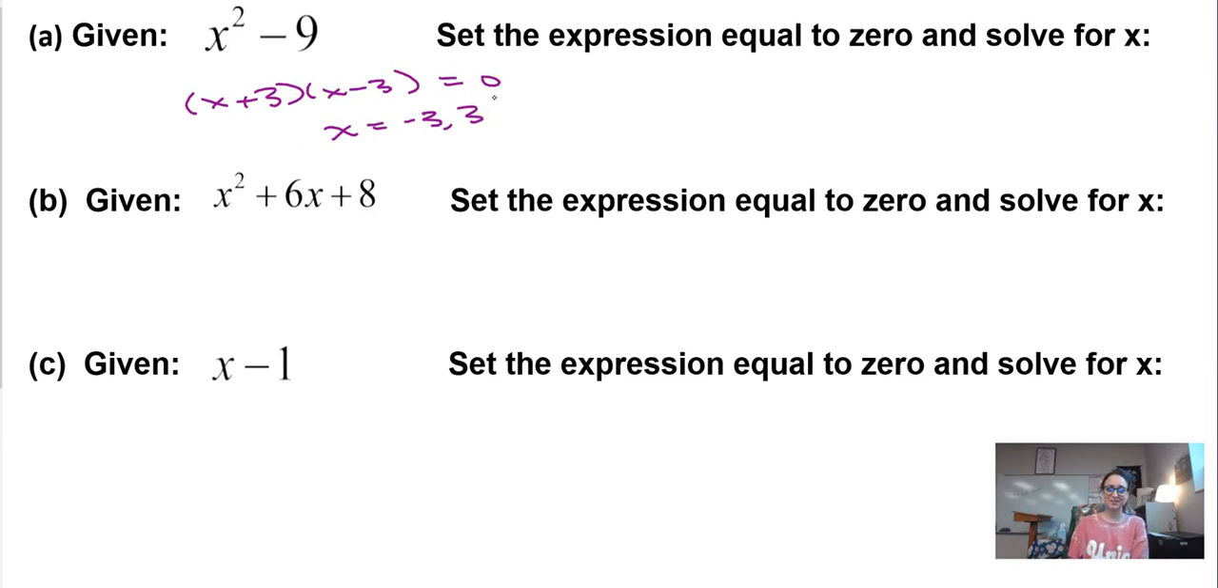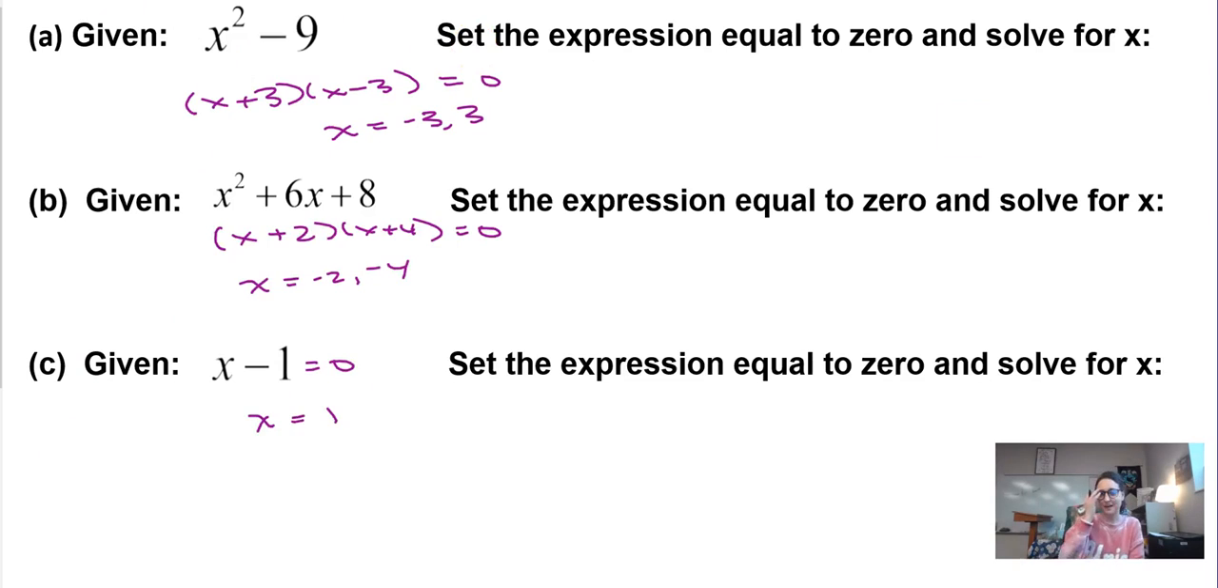And force pause on your screen. Can you do parts B and C for me? Hit continue when you are ready to check your answer. All right, so I got negative 2 and negative 4 for part B and just 1 for part C.